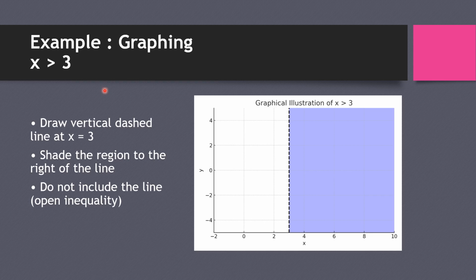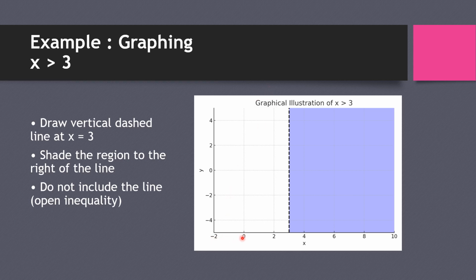Well, let's go to an example. Take your time and understand this particular example. Graphing x greater than 3. Look at our inequality here. Our inequality here is x greater than 3. So at first, we need to identify our boundary line. And as I said, to identify the boundary line, you will need to remove the inequality sign and replace it with equal to. So it means that x is equal to 3.